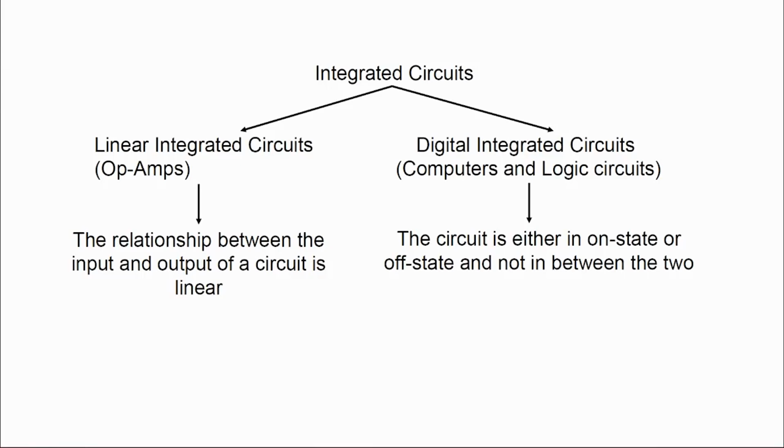Then if we talk about ICs further, they can be classified into two parts, one is LIC, one is DIC. So, what is LIC? LIC is nothing but linear integrated circuits, and in LICs we expect that the relationship between the input and output of a circuit should be linear, while in the case of DIC, the DICs are computers and logic circuits, and the circuit is either in on state or off state and not in between the two.